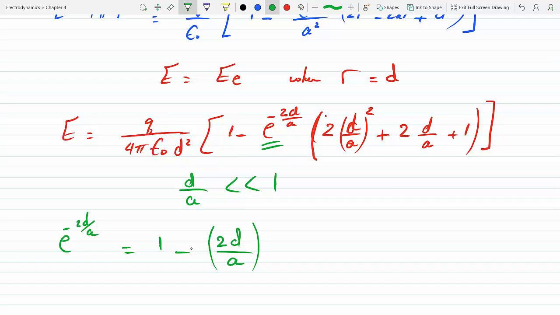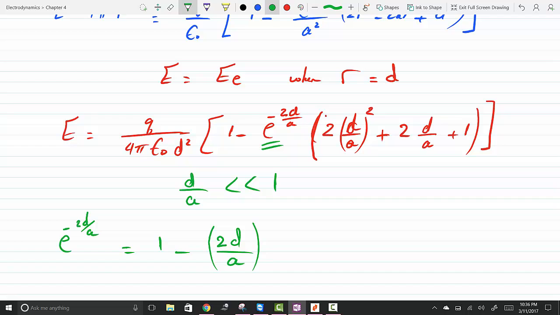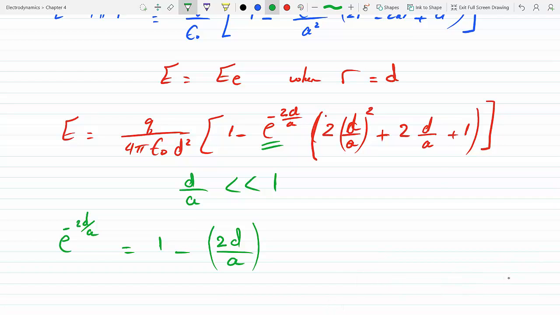Right? It's 1 plus x plus. So just so you know, I'm using here e to the x. This is the Maclaurin series for e to the x: 1 plus x plus x squared over 2 factorial, plus x cubed over 3 factorial, etc. Okay, it goes in that pattern.